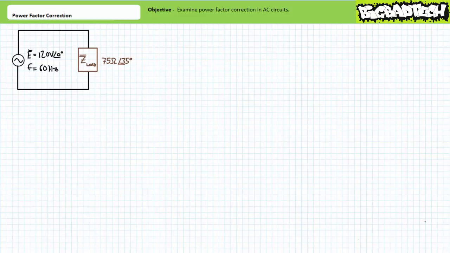Power factor correction is often a great nemesis for many first-year electronic students. This needn't be the case. Power factor correction is elegant, cool, and a satisfying real-world application of practical circuit analysis principles.